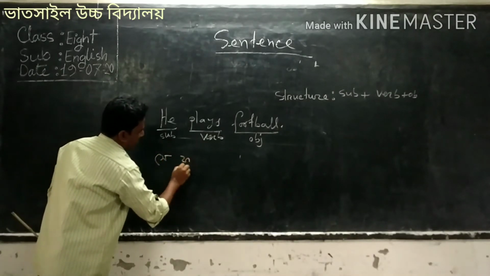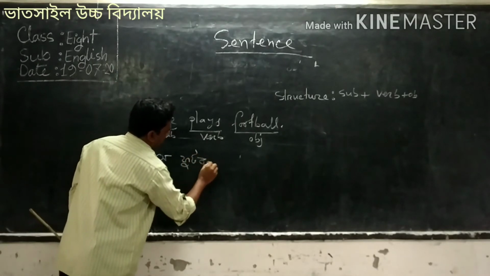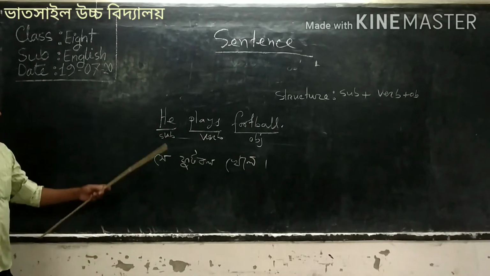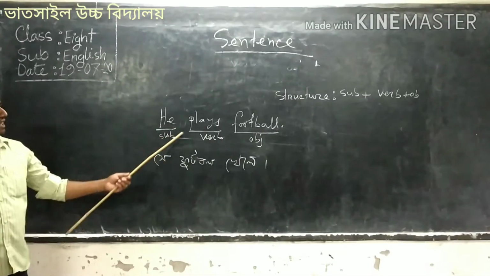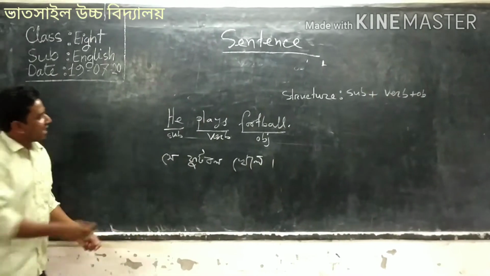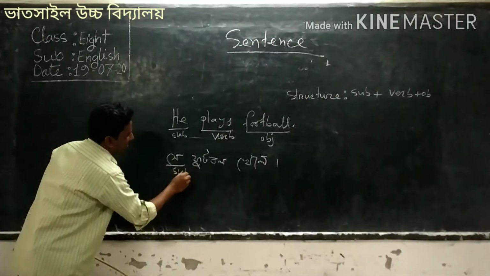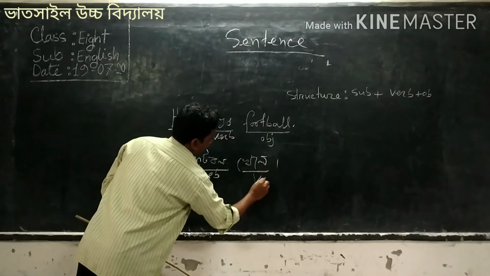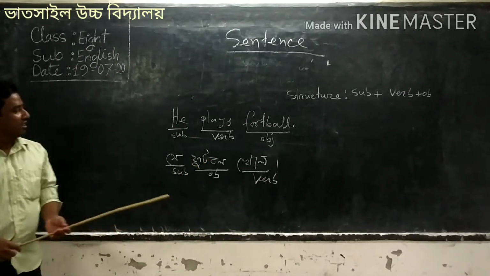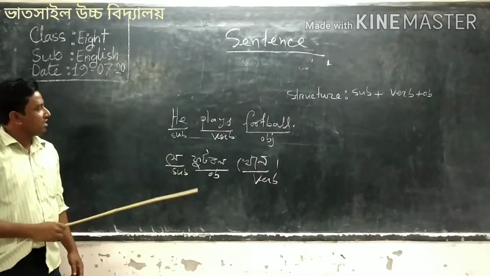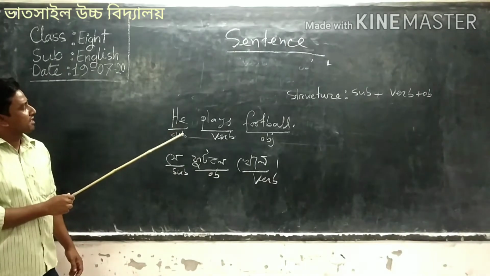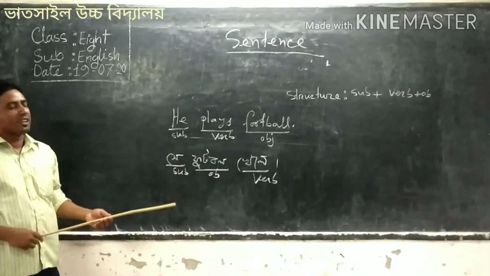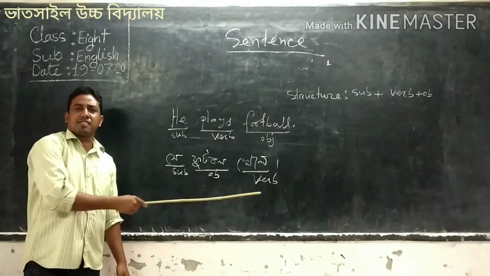Se football khele. In this way, we can write subject, object, verb. We can see that in an English sentence it is subject plus verb plus object, but in a Bangla sentence it is subject plus object plus verb.